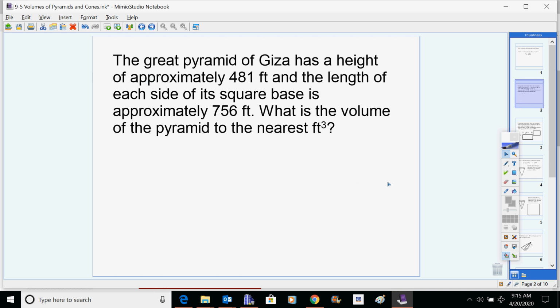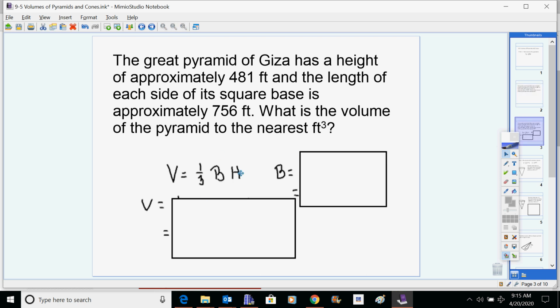One of the things that we can take a look at is real life examples. The Great Pyramid of Giza has a height of 481 feet, and the length of each side of its square base, which is just like the example I showed, is 756 feet. So we can figure out the volume of this giant pyramid using the formula and what I was just showing you with that interactive link, but you don't need the link for that, you just need the formula. So 1/3 of the base times the height.